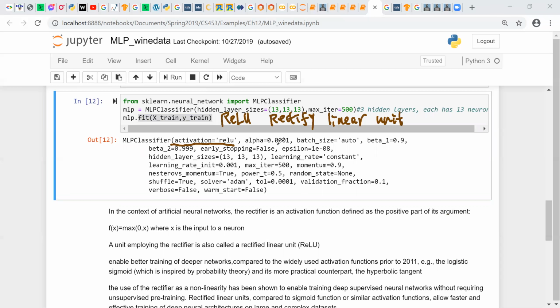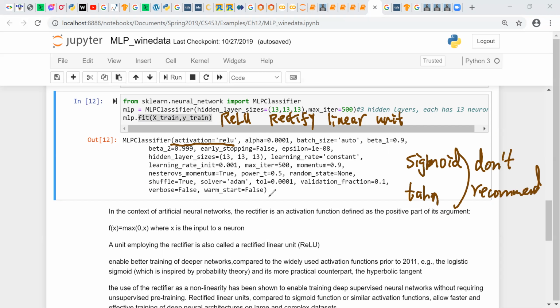Generally speaking, in deep learning we don't recommend using sigmoid or tangent, because there are some issues regarding the gradient, which tends toward disappearing. That's why we use the rectified linear unit.